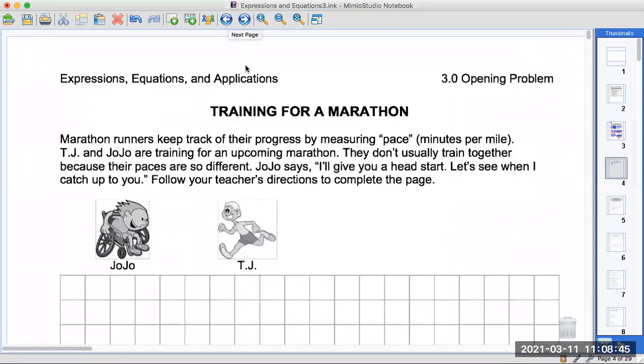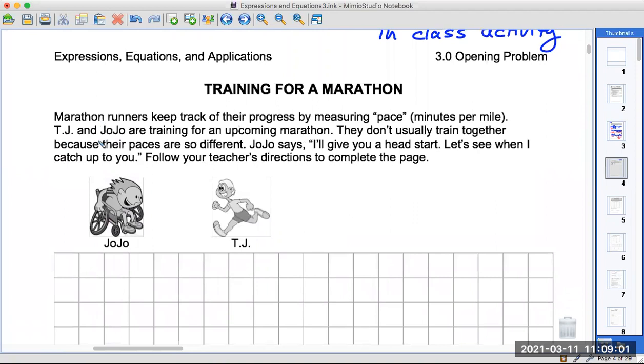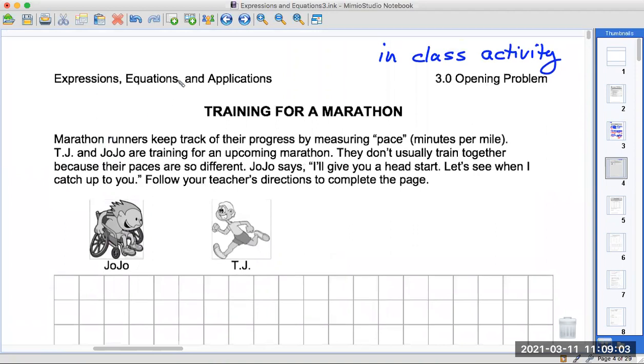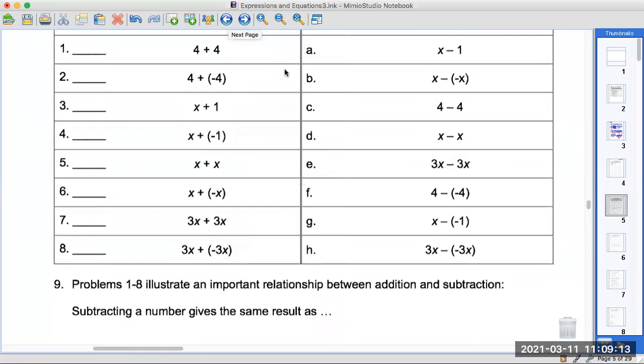This page I'm planning on doing in class, so I'm hoping we find time. I'm going to write "in class activity," and maybe you can remind me at the end of the book, hey, we still have to do this page. It probably takes a whole class period, maybe 45 minutes. Okay, so this was page 1. Next is page 2.